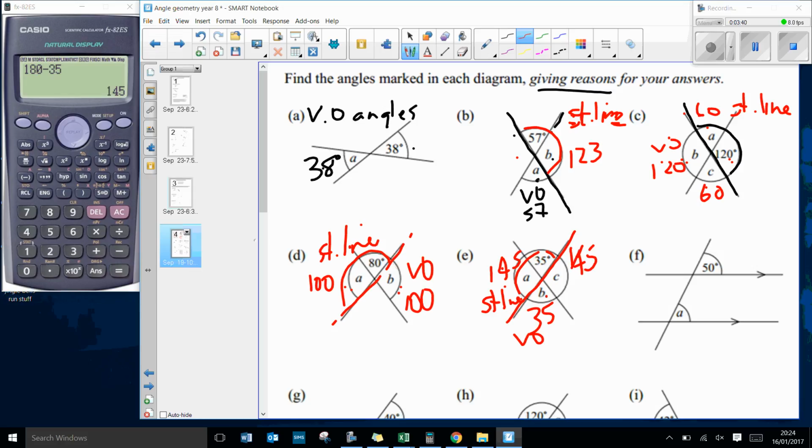F, as soon as we see parallel lines, they're the reasons that we should go to first of all, even though they're not the only reasons that could be involved. But seeing as we're only asked to find one angle, it's probably going to be alternate, corresponding, or co-interior. Now I can see that the angle they've given us here is 50. This angle here is on the same side of the transversal and both are above the parallel lines. So these are corresponding. And that means that A is 50.